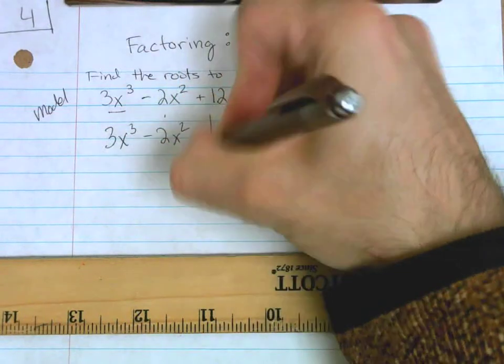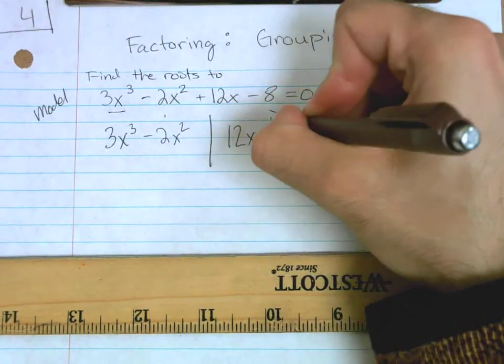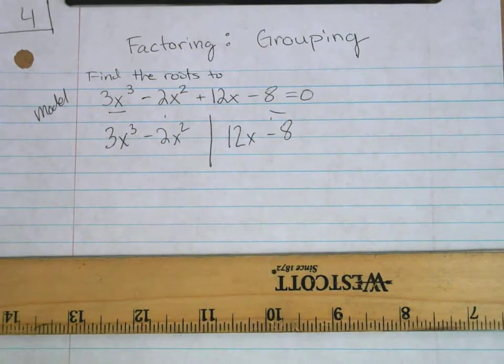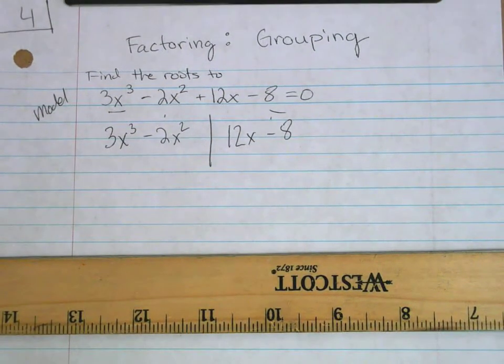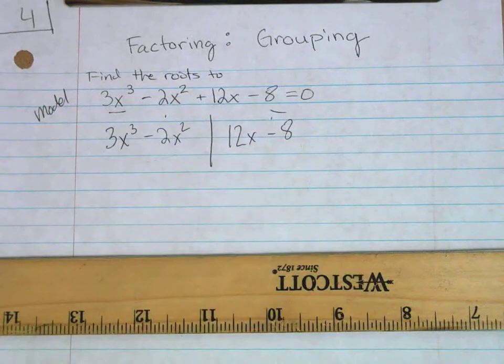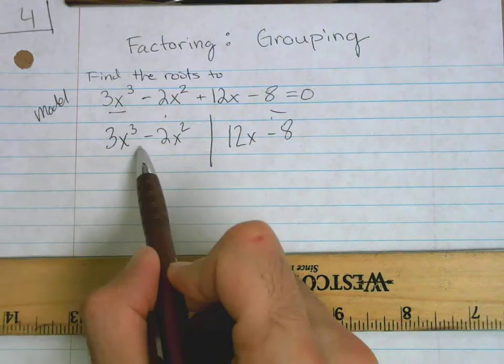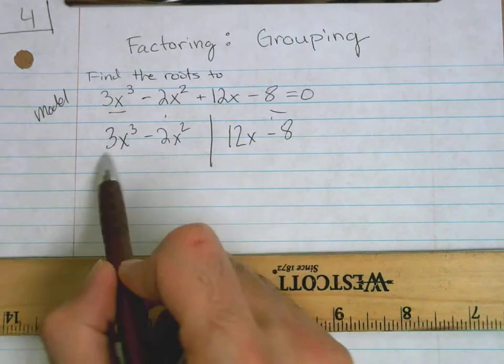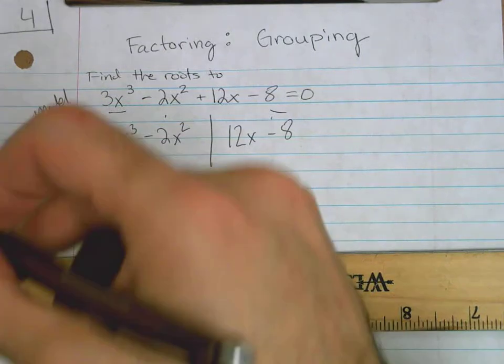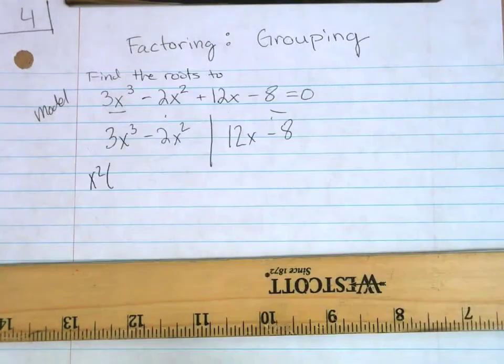Draw a line right there, just like so. The question we're going to begin asking ourselves, so write it first, and then pause, and now listen again, is: what do these things have in common? When I look at 3x cubed minus 2x squared, what's the most that these two terms have in common? Yes, that's right. The only thing these have in common is x squared.